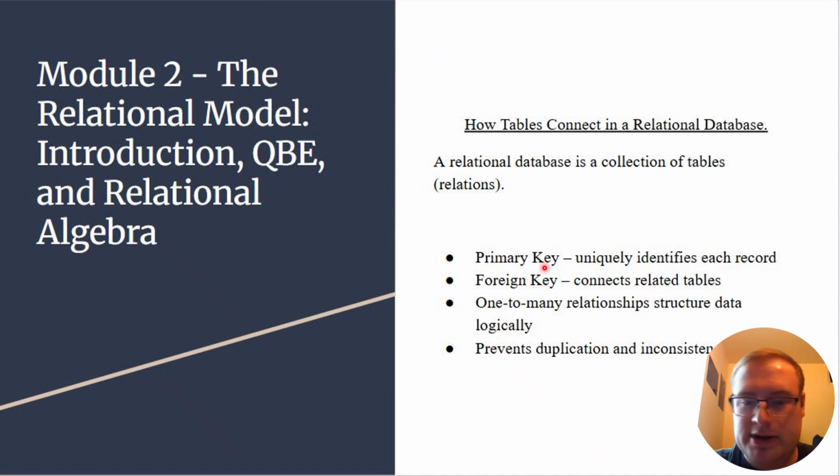So, primary key, I just talked about that, uniquely identifies each record. Foreign key connects related tables. A one-to-many relationship structures data logically and prevents duplication and inconsistent data.